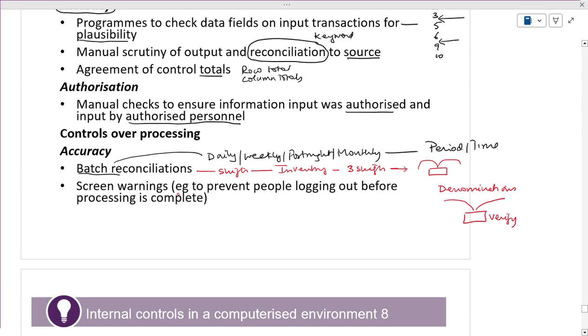This is the controls. When we are talking about the controls, it's a very systematic way. We are not discussing anything new. We are discussing how the system should be in place.